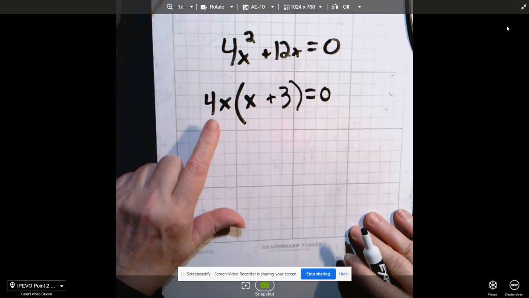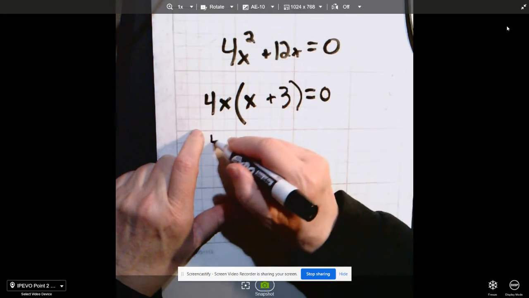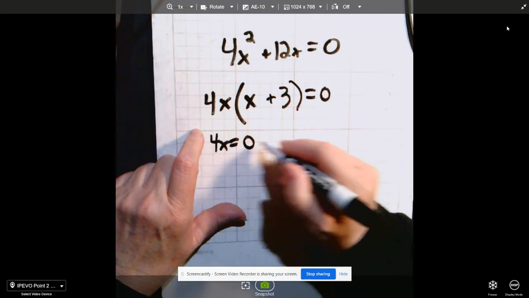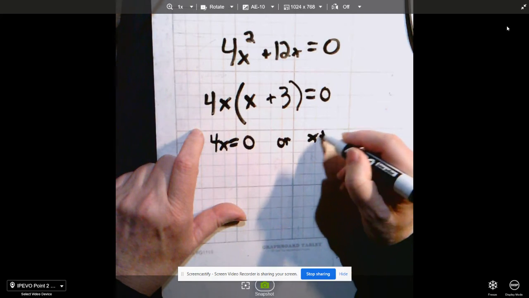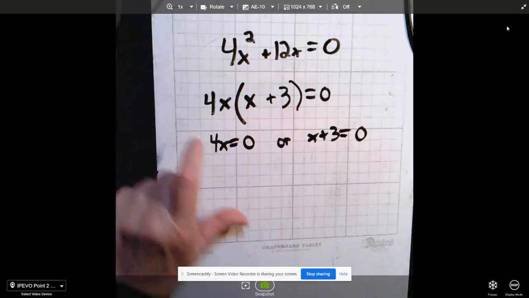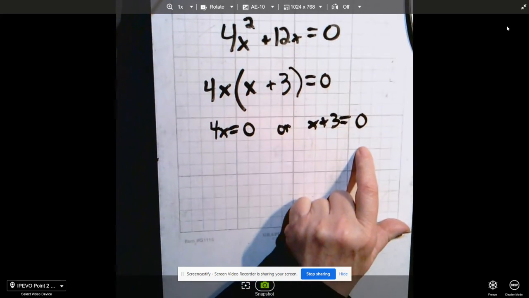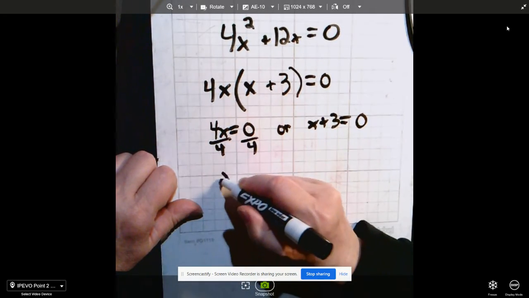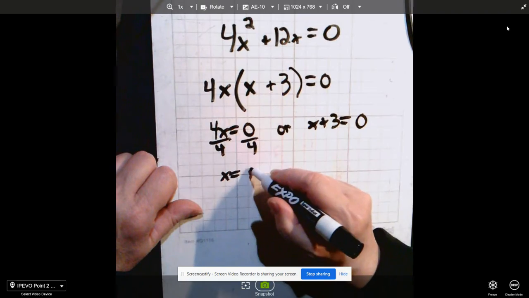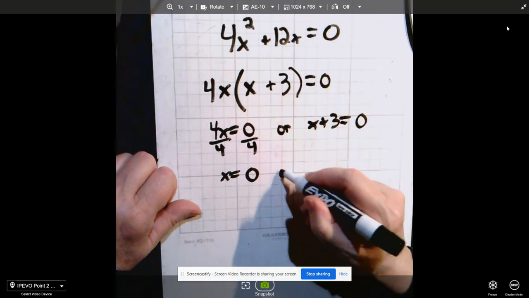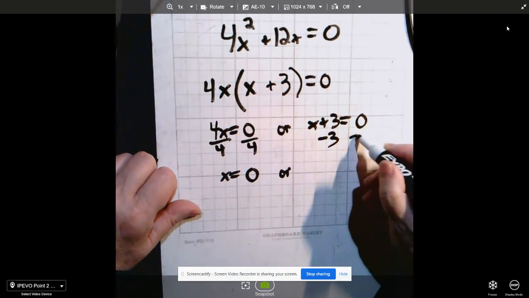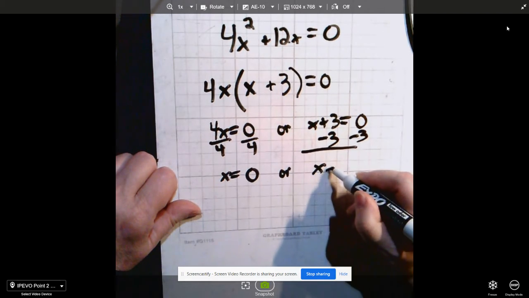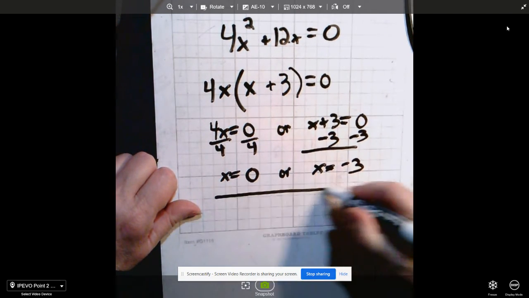By the zero product property rule, I know that 4x has to equal 0, or x plus 3 has to equal 0. Now that I have my two equations, I can solve them separately. I can divide both sides by 4, and 0 divided by anything will be 0. Or if I subtract 3 from both sides, I'll get x equals -3.